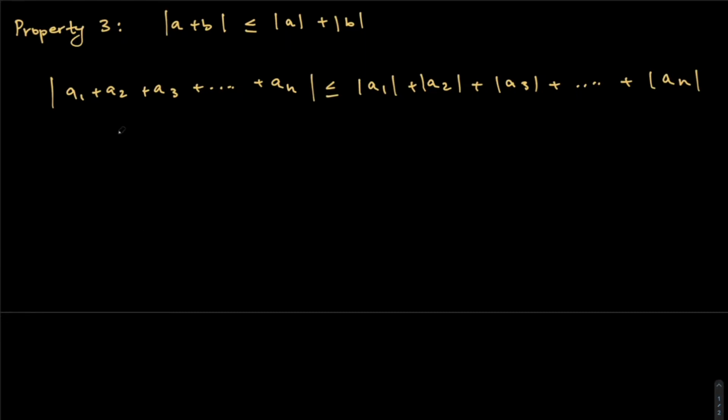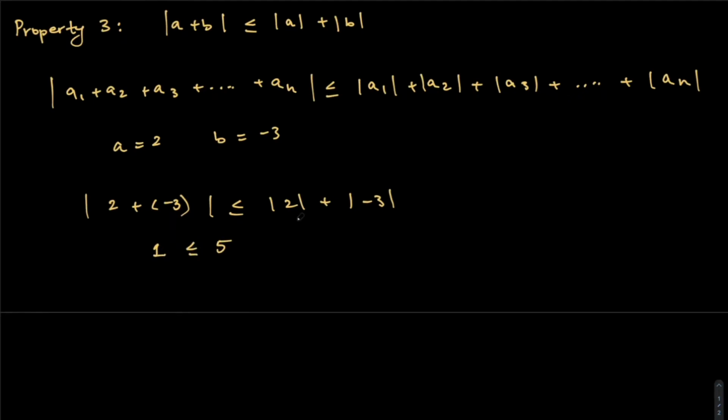Again, take a is equal to 2 and b is equal to -3. Modulus of 2 plus -3 is going to be less than or equal to modulus of 2 plus modulus of -3. The left side is modulus of -1, which is 1, and 1 is less than 2 plus 3, which is 5. So this works also.